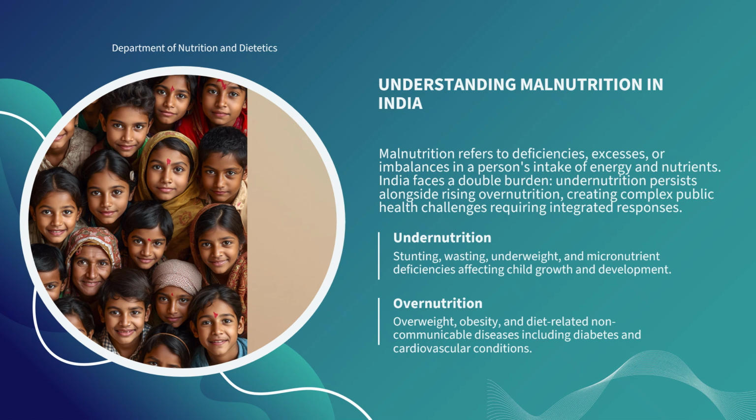India faces a double burden because undernutrition persists alongside rising overnutrition, creating complex public health challenges that require an integrated response. It is called a double burden because there is both undernutrition and overnutrition. An integrated approach is required here. Undernutrition includes stunting, wasting, underweight, and micronutrient deficiencies. These all affect child growth and development. Overnutrition means overweight, obesity, and diet-related non-communicable diseases, including diabetes and cardiovascular conditions.